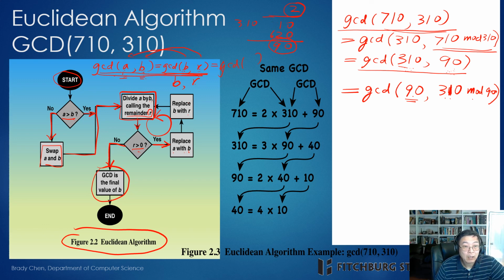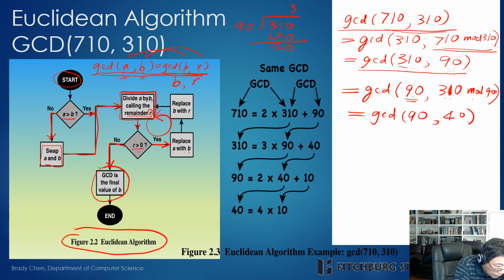Let me erase that one, and then we can do the division again. 310 divided by 90. We can say 3 times 90 is 270. Subtract that, and 11 subtract 7 is 4, because we borrow one from the 100 position, so it's 40. Now this is an even smaller problem than the previous one.